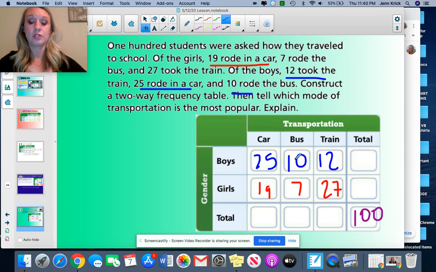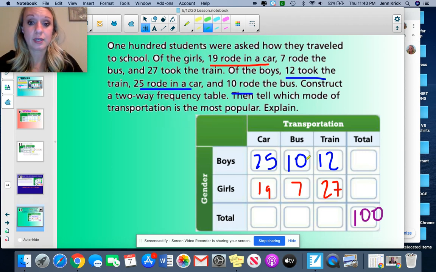Now, it wants you to construct a two-way frequency table. Essentially, you just filled in most of the parts that you need. You just need to calculate your totals. So to calculate your end totals for this guy, we can add going across. And by the way, this is supposed to be 25.